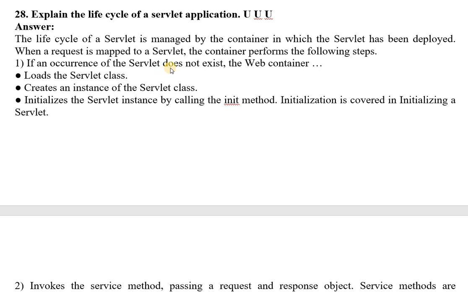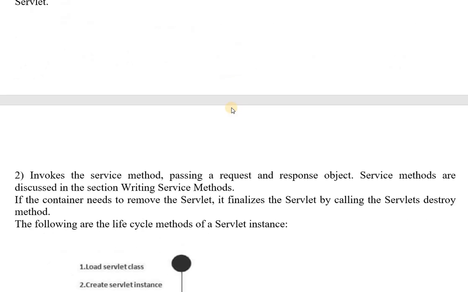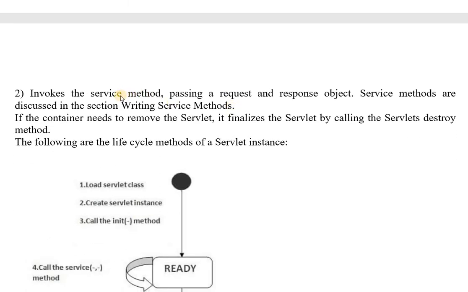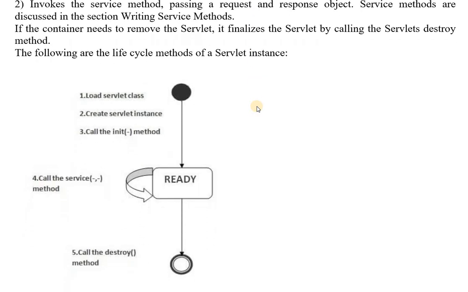In case there is no occurrence of the servlet, the web container will load the servlet class. It will create the instance of the servlet class. Are you able to realize these are the same points we have studied above? So you don't have to study anything separate for this answer. Then, once the instance is created, the initialization takes place by calling which method? Init method. And once the initialization is done, what method is invoked? Service. And the service method takes two objects: request object and response object. And whatever your logic is, that will be written in the service method.